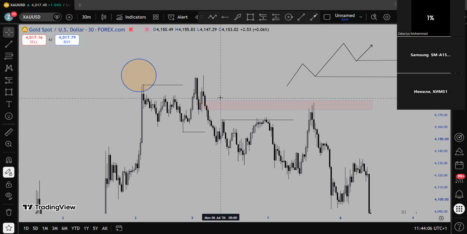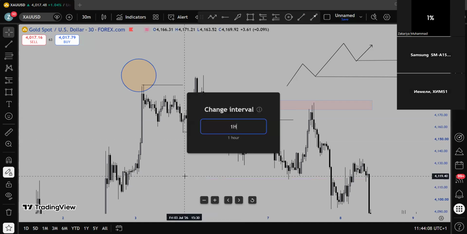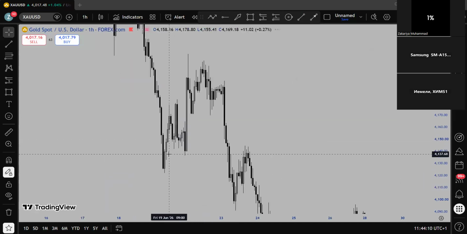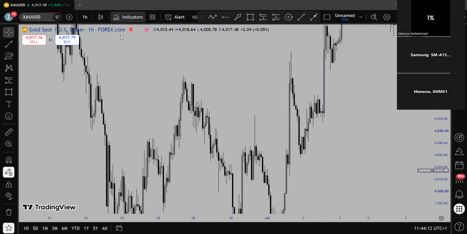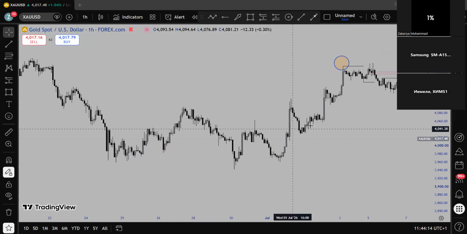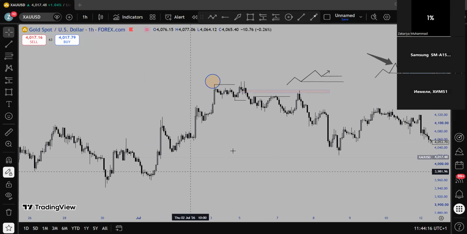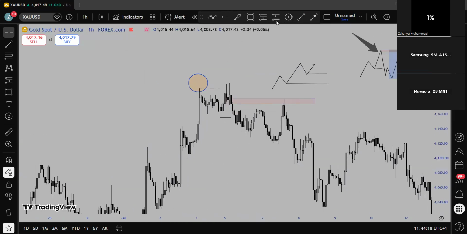POI that is closest to our liquidity. In the 1 hour time frame, the POI that is closest to our liquidity, why is this one mitigated? In the 1 hour time frame it has been mitigated, because this is our 1 hour. So it's not valid anymore.